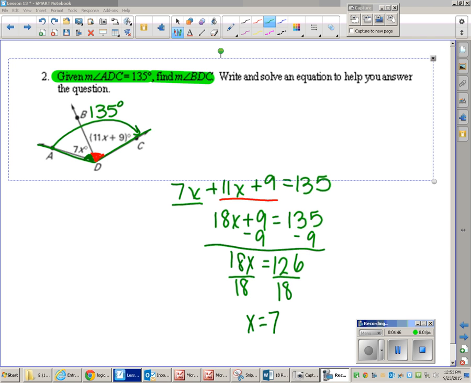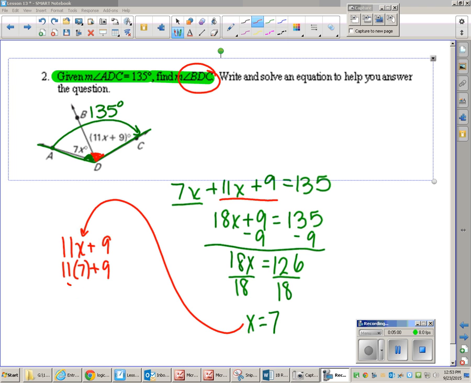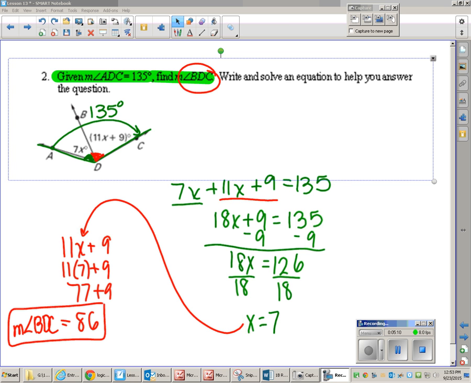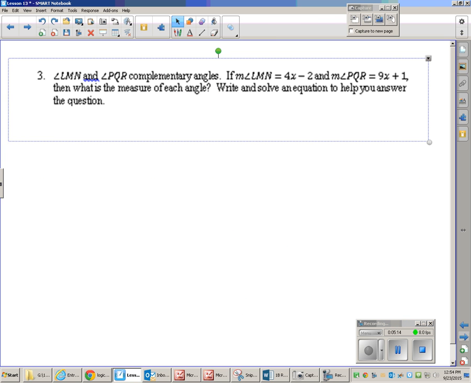Let's make sure that I did what I was supposed to. I was supposed to find out what is the measure of angle BDC. Well, BDC in my picture is this red angle that's represented by 11x plus 9. So I'm going to take the 7 and stick it in here. So I'll have 77 plus 9, which makes 86 the measure of angle BDC. And that is my final answer. So we have one more left to go, example number 3. In example 3, I'm going to read along.